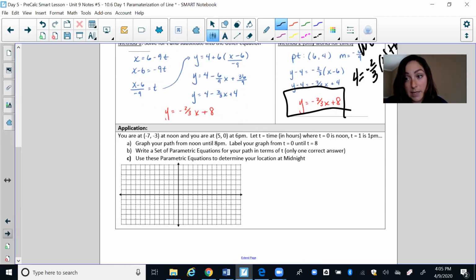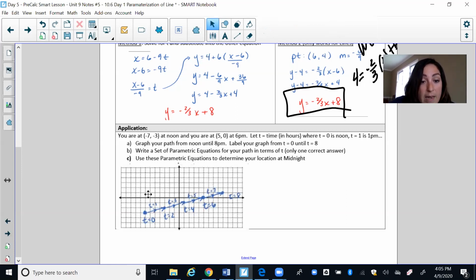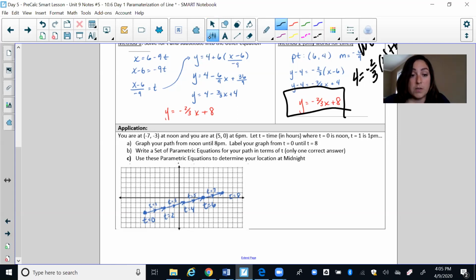All right, our last example. You are at the point (-7, -3) at noon, and you were at (5, 0) at 6 p.m. Let t equal time in hours, where t equals 0 is noon, t equals 1 is 1 p.m., etc. Okay, graph the path from noon to 8 p.m. and label your graph. So at (-7, -3), we're at noon, so noon's time equals 0. So that's this initial point here.